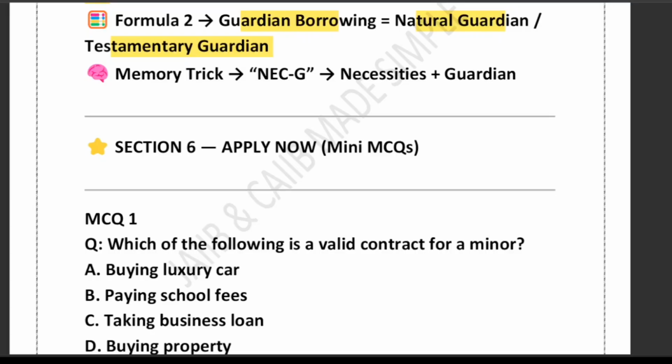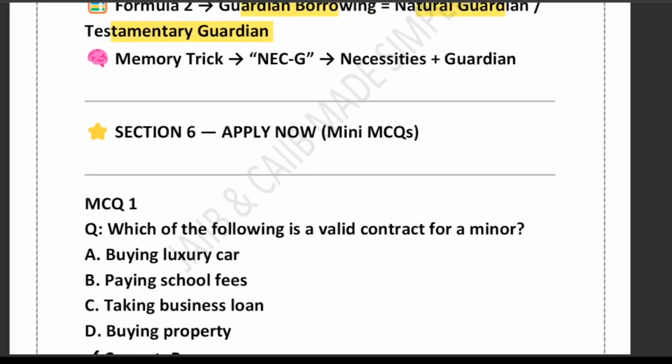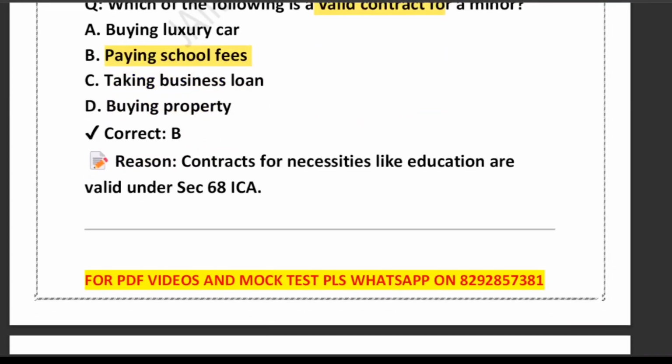Question is, which of the following is a valid contract for minor? Buying luxury car, paying school fee, taking business loan, buying property. What is the valid contract? That's the question. So buying luxury car, not a valid contract. Paying school fee, yes, this is a necessity. So education is a necessity, so it can be a valid contract.